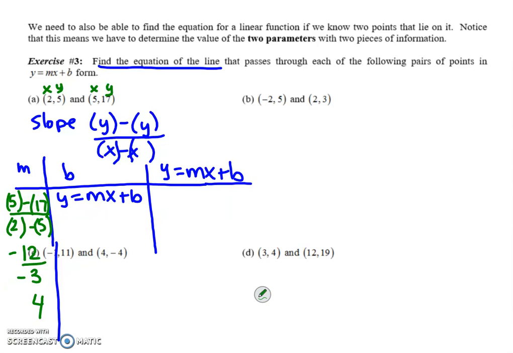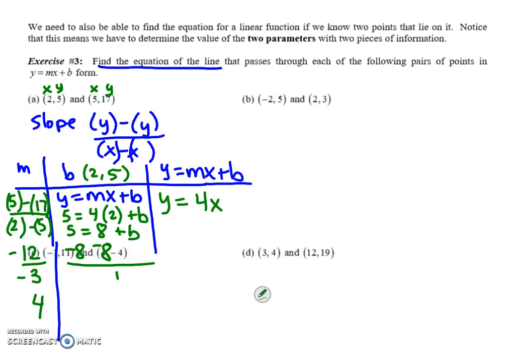That immediately tells me that my equation has to start out with y equals 4x. I don't have a choice. That's the slope, so that's what it starts out with. To find the y-intercept, we choose one of the 2 points. I'm going to choose the point (2, 5) just because the numbers are smaller, but you could choose the other one. The y value is 5, the slope is 4, the x value is 2, and we're looking for the y-intercept, the b. We solve this equation, we get 5 equals 8 plus b. When we subtract 8 from both sides, we get b equals negative 3, and so our equation is y equals 4x minus 3.